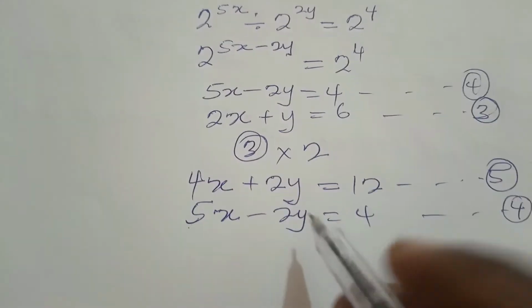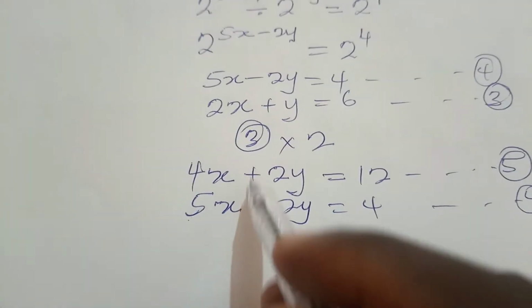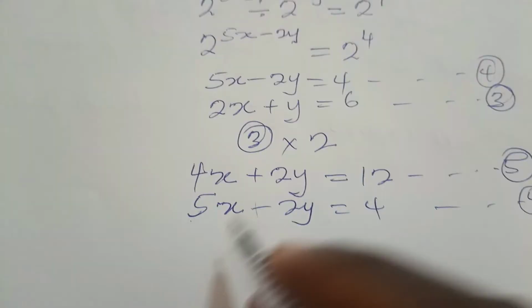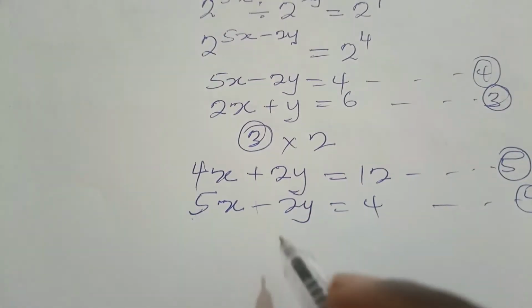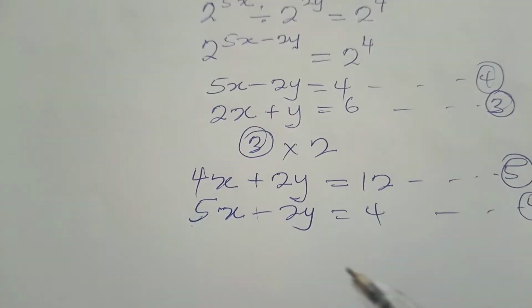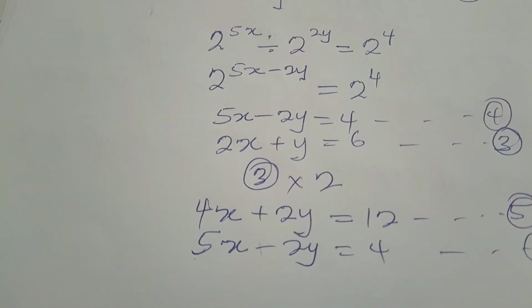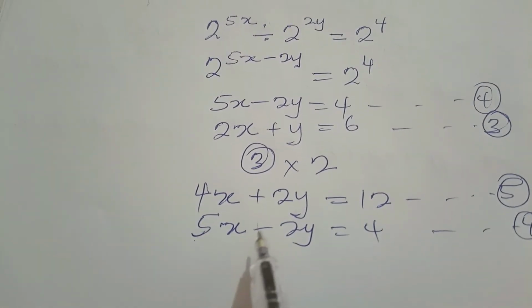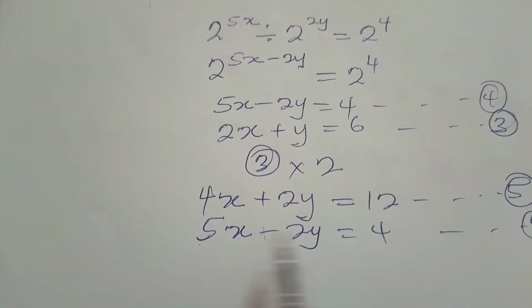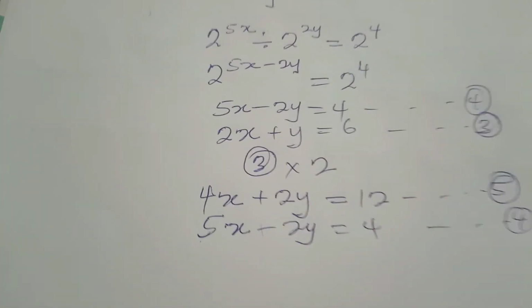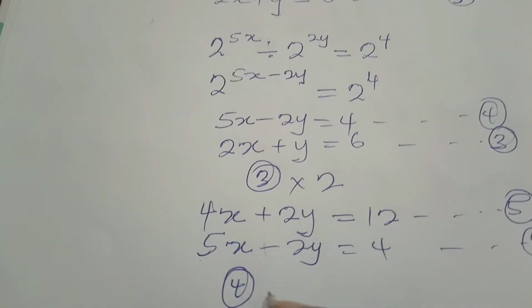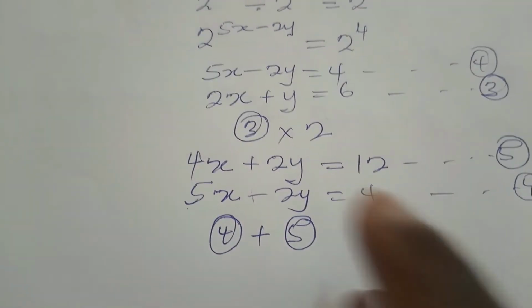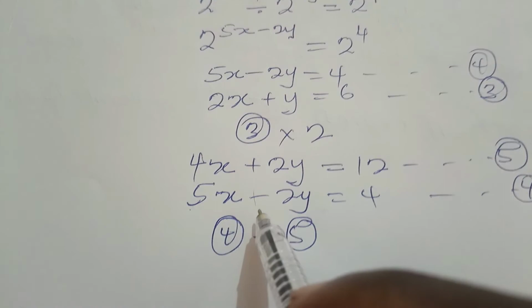This is equation 4. I'm just writing it closer to 5. Now, the coefficients are the same, but the signs are different. So we add to eliminate y. They say when the signs are different, you add. So you add to eliminate y. Remember, this is not addition. This is just the tip of my pen when I was explaining. This is minus. So we'll add them: equation 4 plus equation 5 to eliminate y, because the signs are different. This is positive, this is negative.